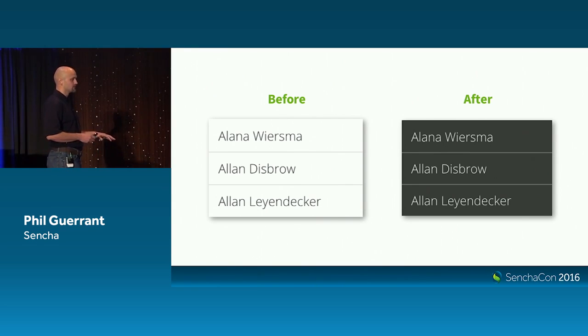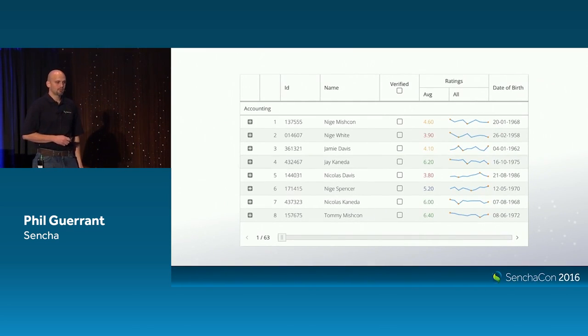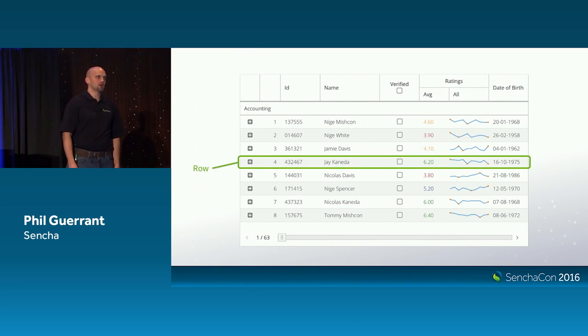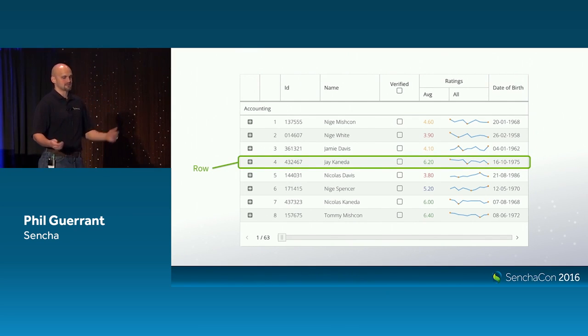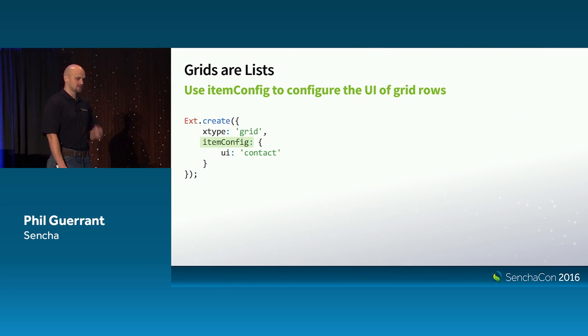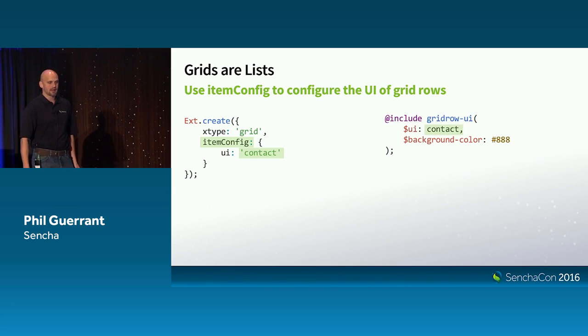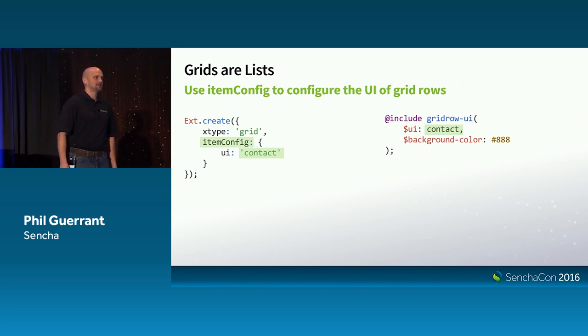We changed a few variables. We got a very minimal addition to our CSS file, maybe only a couple extra rules, and we changed the list from looking light themed to dark themed. So how does that relate to a grid? Well, in a grid, the rows are the list items. And so we can use the same item config to configure the UI of grid rows. So let's do the same thing, add the UI of contact to our contact list, or contact grid. And instead of invoking the list item UI mixin to generate styling for it, we invoke grid row UI.